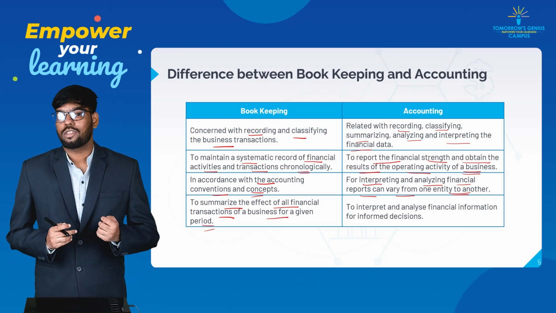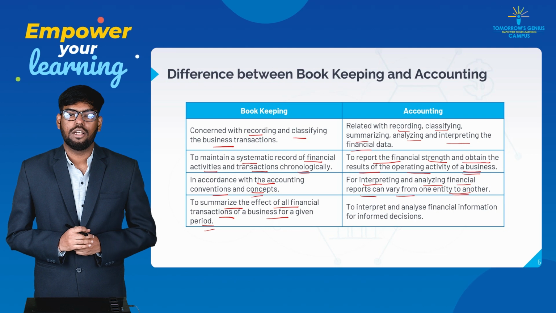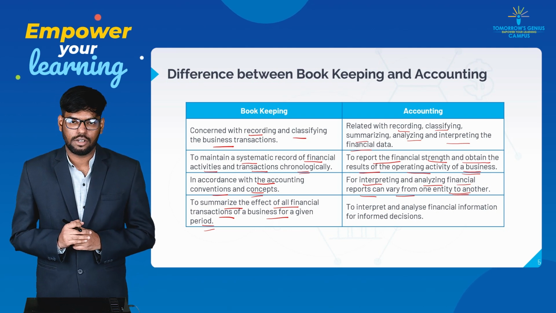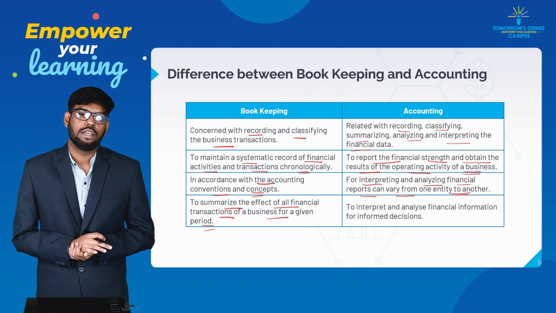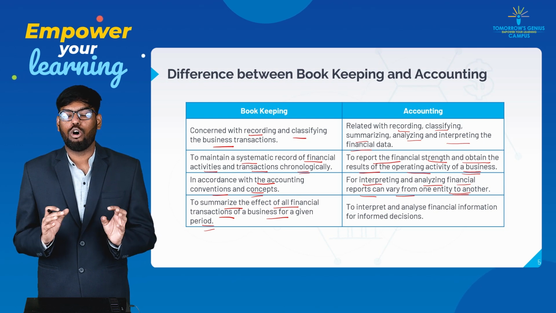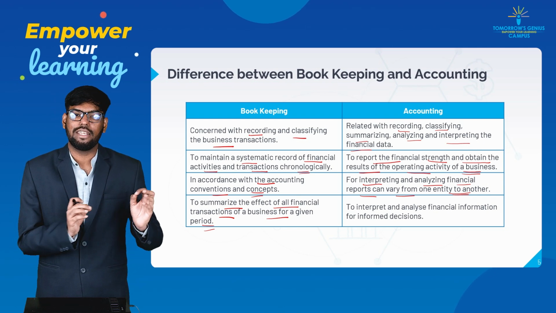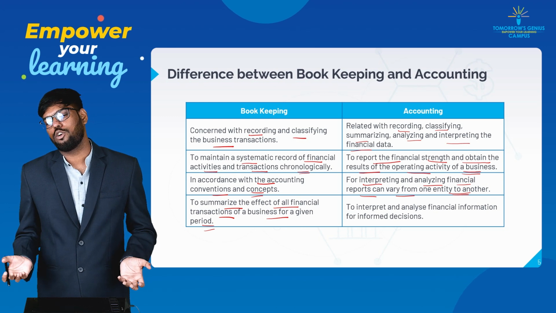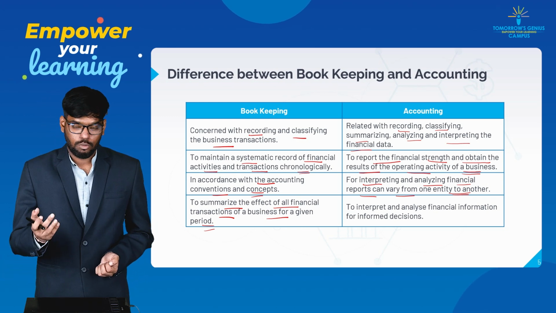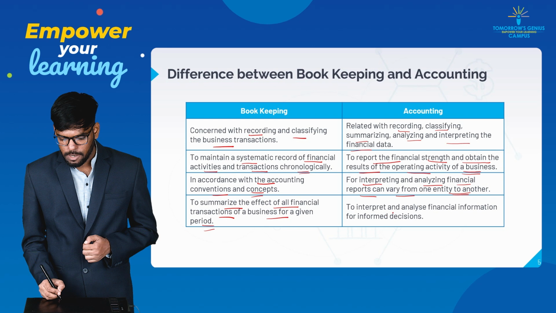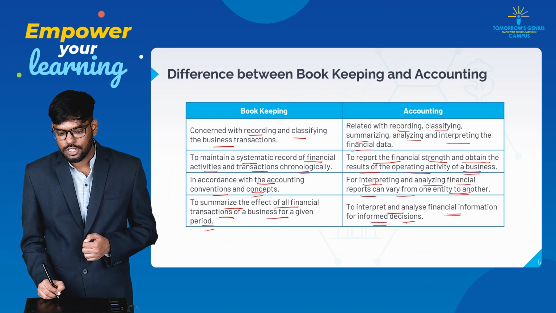But obviously, sir, that shopkeeper owner uncle used to maintain that red color register, right? And what is the purpose of maintaining it? He should have a summary of his day-to-day business transactions at the end of the month or at the end of the accounting period. So what is accountancy then? To interpret and analyze the financial information for informed decisions.